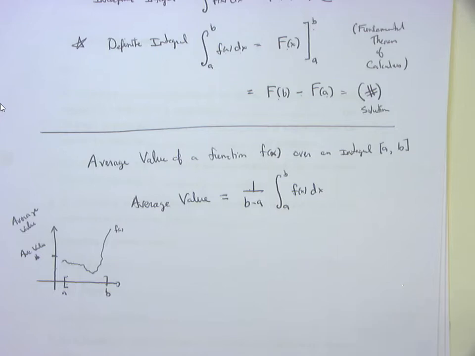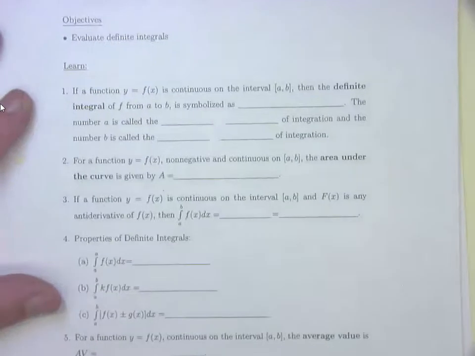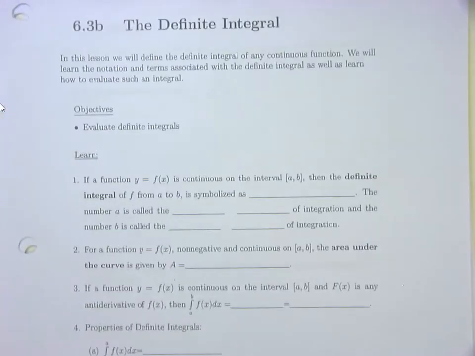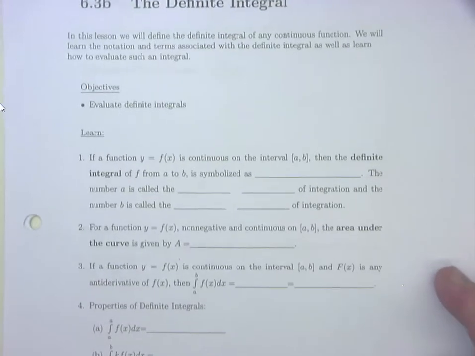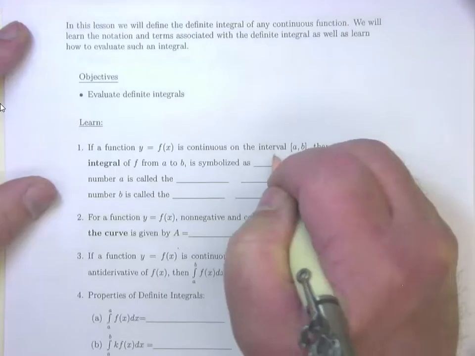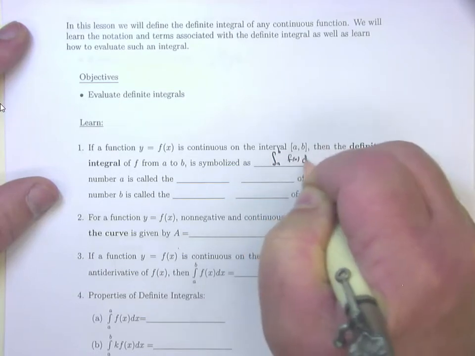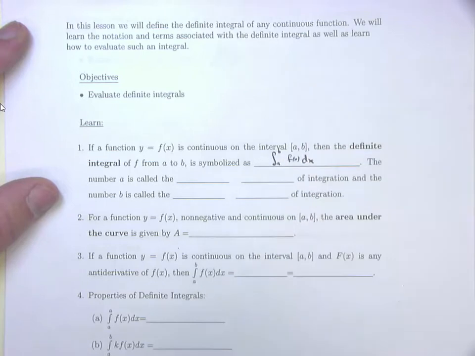So they'll give you a function, and they'll give you an a and b. Let's do some examples, but before we do some examples, let's get some of our terminology taken care of. So again, this is section 6.3, the definite integral. It says this: if a function y equals f of x is continuous on an interval between a and b, then the integral of f from a to b is symbolized, and the definite integral is this, the integral from a to b of f of x dx. So what's new is these bounds from a to b on your integral.